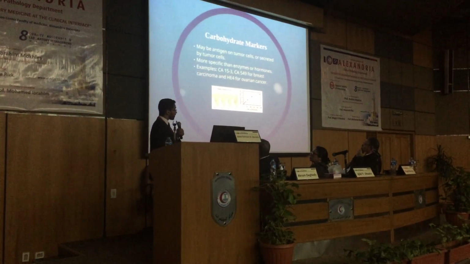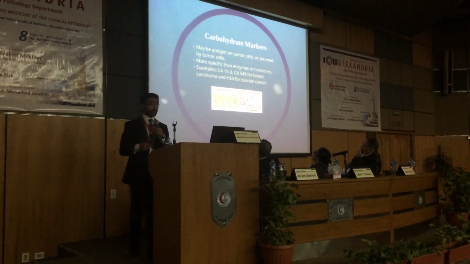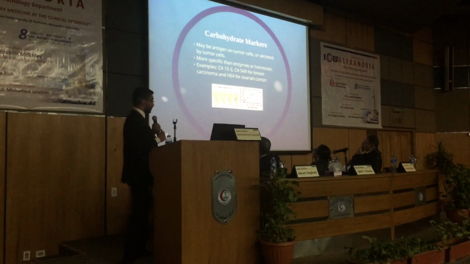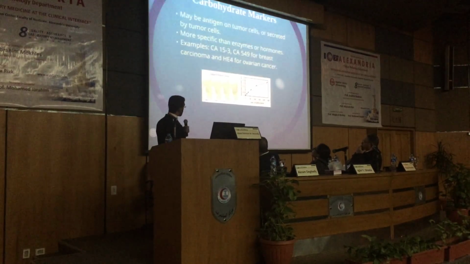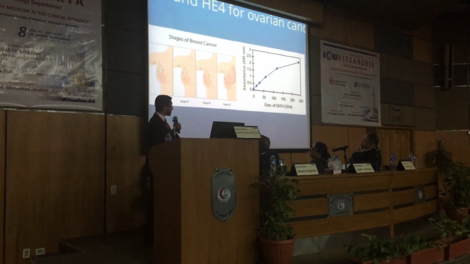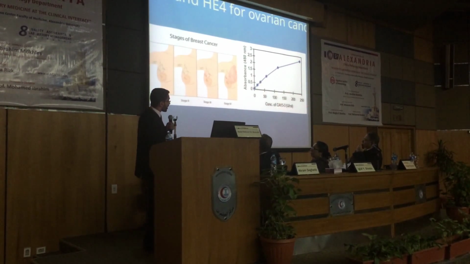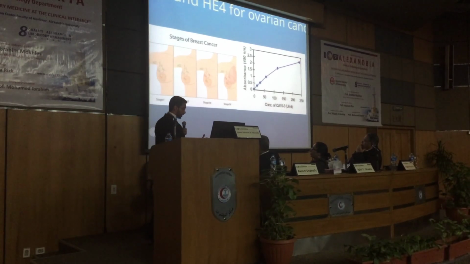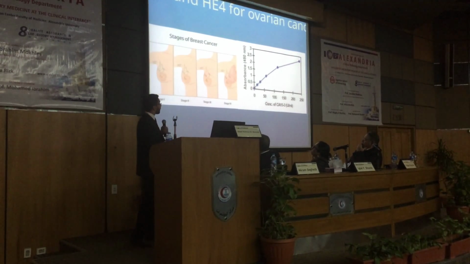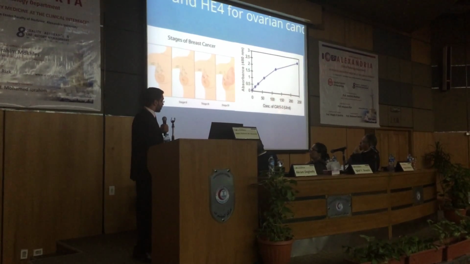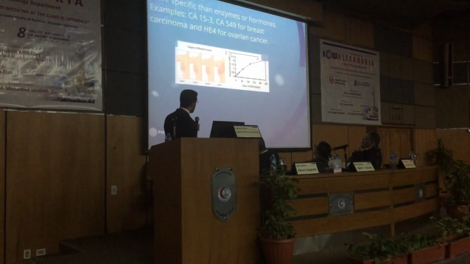Finally, we go on to carbohydrate markers, also particularly important, which can be antigens, or they can be secreted by the tumor cells. All right, so we can look over here. The stages of breast cancer are considered to coincide with the increasing concentration of carbohydrate antigen 15-3. So we can monitor the progression of breast cancer through this very important tumor marker we have over here.